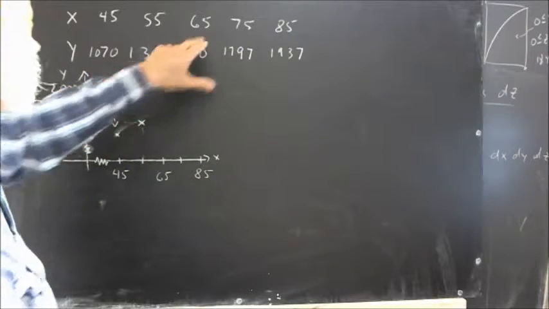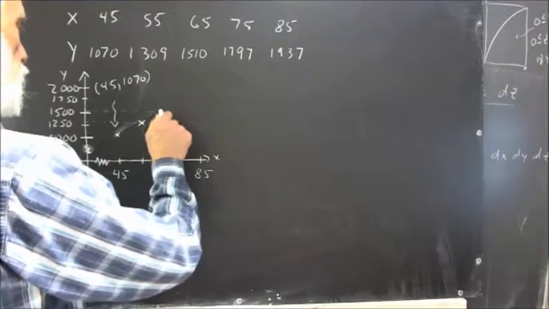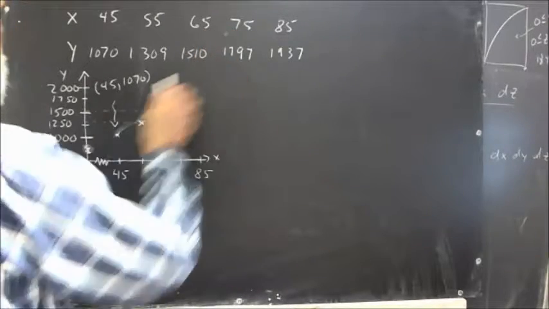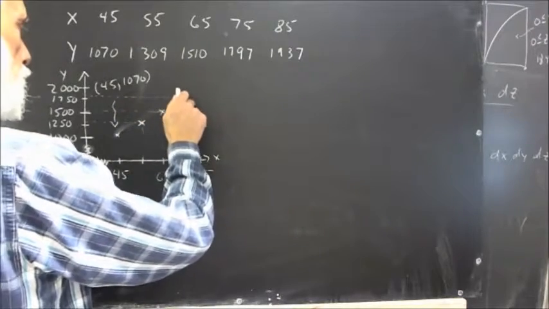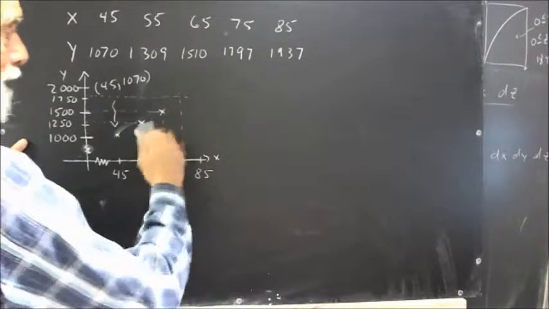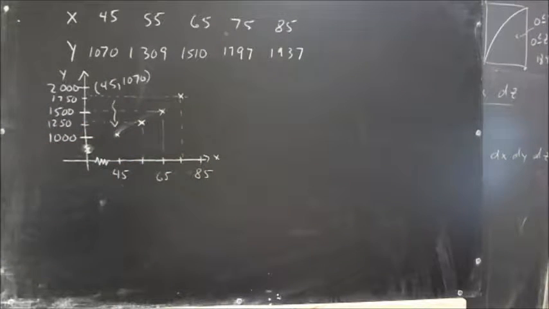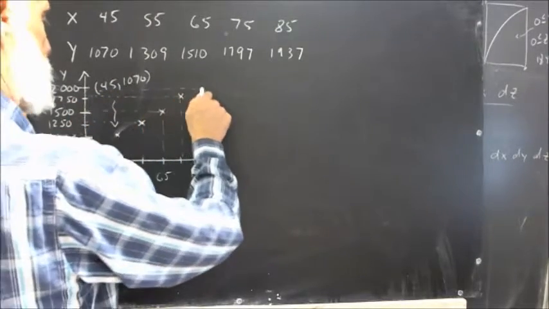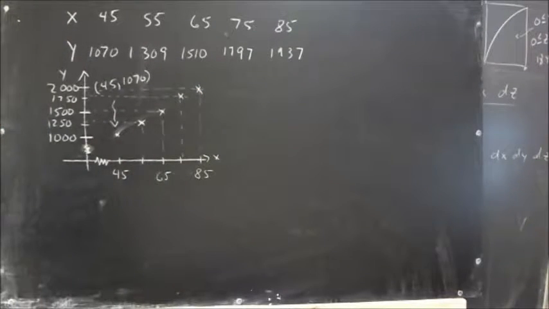Okay, so 65, 1510, well, that's close to 1,500. 65 is here, so we have a point here. 75, 1,797. 1,797 is a little greater than 1,750. And my intervals are kind of getting fuzzed up here. Again, if you don't do any worse than I did here, you're doing fine. 1937 is a little less than 2,000, and that goes with 85. So it's here.